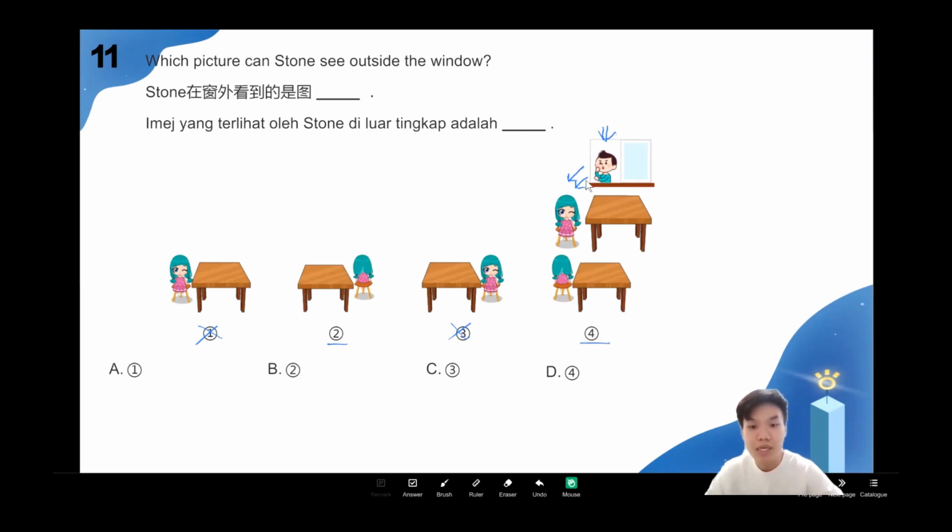From Stone's perspective, he is looking at the girl where the table is on the left-hand side. The table is on the left-hand side. Therefore, only 2 is correct because in 4, the table is on the right-hand side, which is not possible. Therefore, the answer is B.